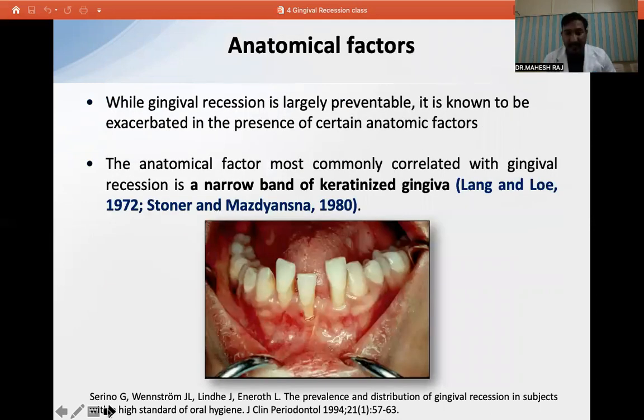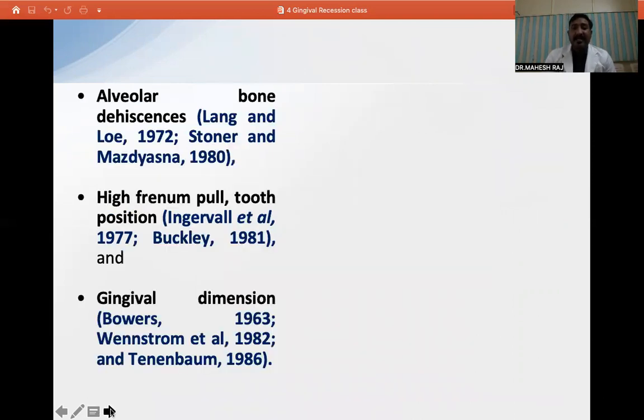Next are anatomical factors. While recession is largely preventable, it is known to be exacerbated in the presence of certain anatomical factors. The anatomical factor most commonly correlated with gingival recession is a narrow band of keratinized gingiva, given by Lang and Loe. Next is the alveolar bone.